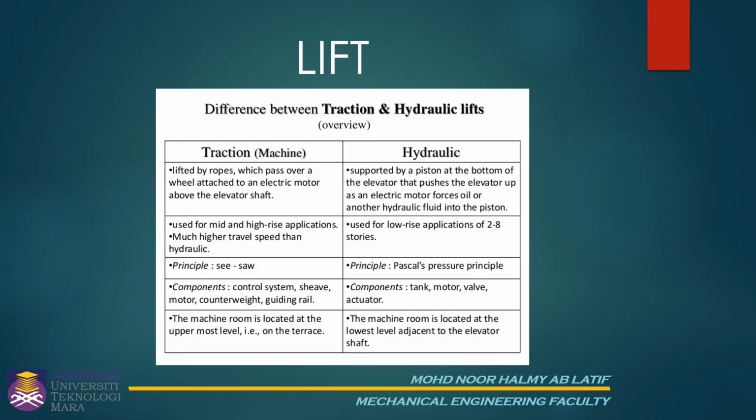The difference between traction and hydraulic lift. For traction lift, the lift is moved by ropes which pass over a wheel attached to an electric motor above the elevator shaft. It is used for mid and high-rise application, with much higher travel speed than hydraulic. Components: control system, sheave, motor, counterweight, guide rails. The machine room is located at the uppermost level.